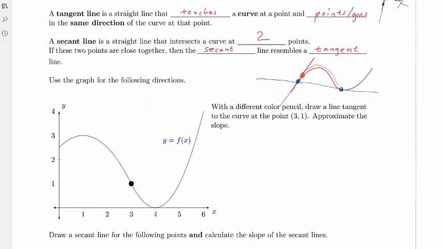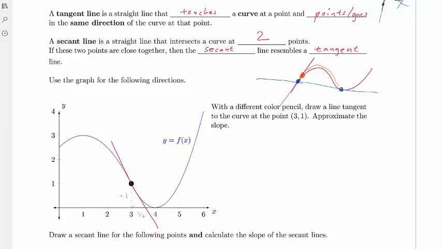All right, so with a different colored pencil, draw a line tangent to the curve at 3, 1. So again, we're drawing a tangent line right here at this point, like so. And I'm just hand drawing it. I know it's not perfect, but it's close enough. All right, so there's our tangent line. Let's go ahead and take a look at the slope of this line. We notice it falls down 1 and it runs over about 1/2.